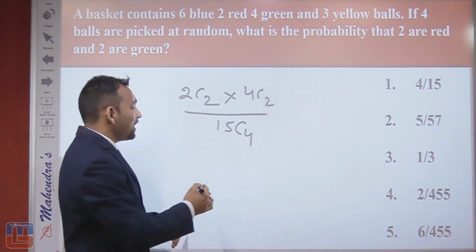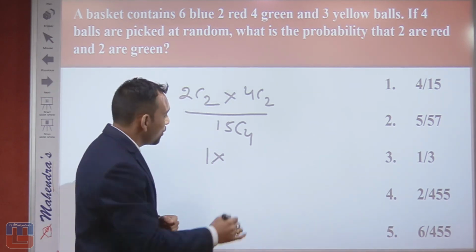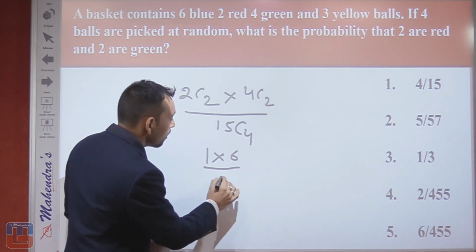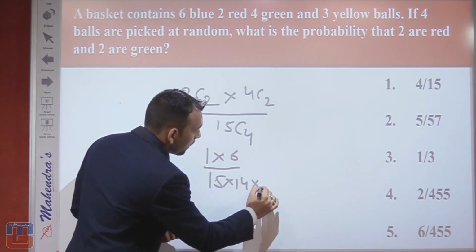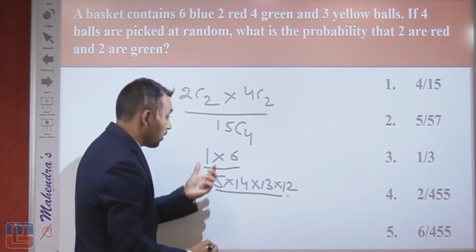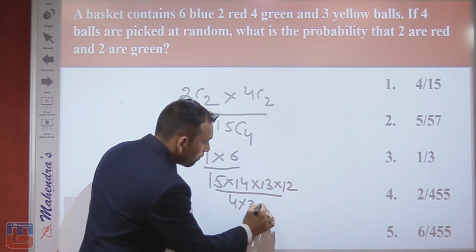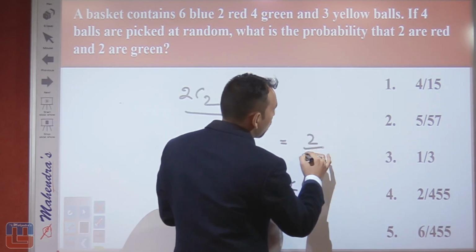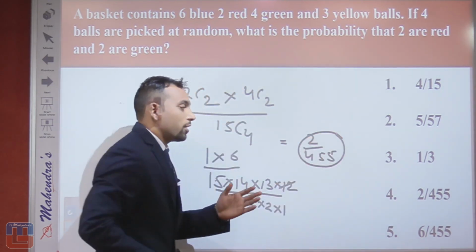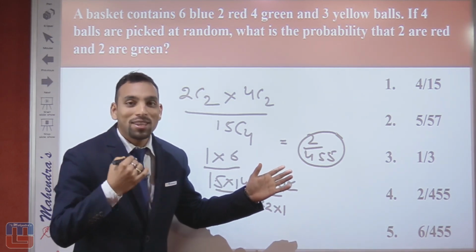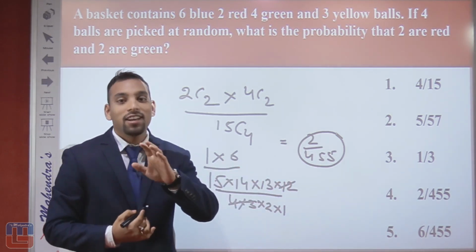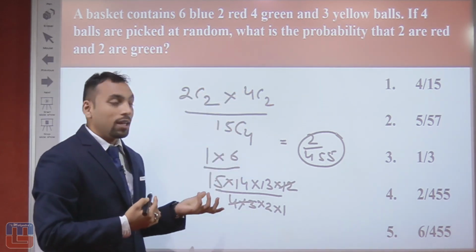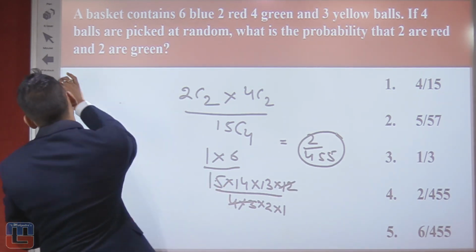Now 2C2 will be 1, 4C2 will be 6, and 15C4 you can calculate here: 15 multiply 14 multiply 13 multiply 12, and in the denominator 4 factorial, that is 4 multiply 3 multiply 2 multiply 1. If you solve this, you will get 2 upon 455. So the fourth option is the correct answer. The trick is you have to select 2 balls from 2 and 2 balls from 4. Now let us move to the next question.